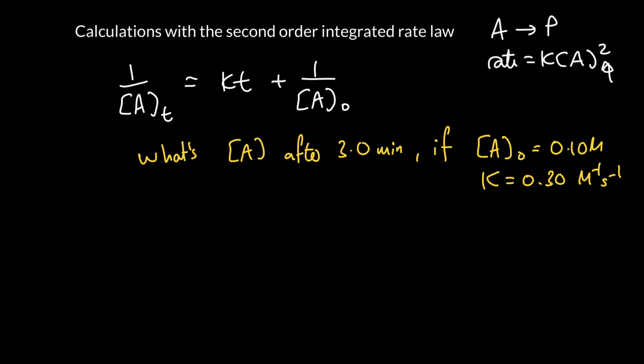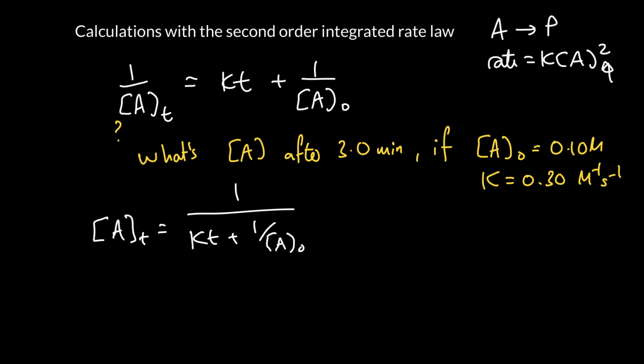And what are we doing here? We're essentially solving for this. So we can just invert the right hand side, and then we get this. So we know that the concentration at some time t is 1 over this whole thing, right? So 1 over (kt plus 1 over [A]0). And I believe we can just plug and chug away.